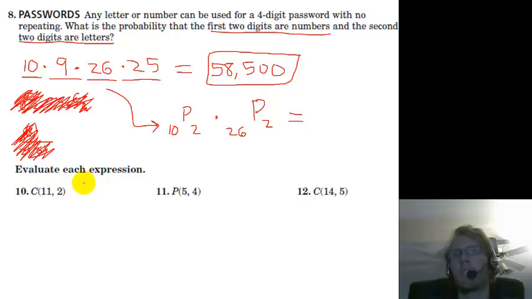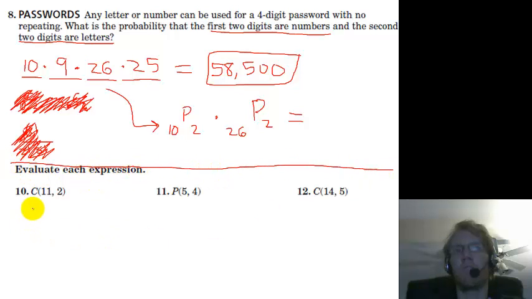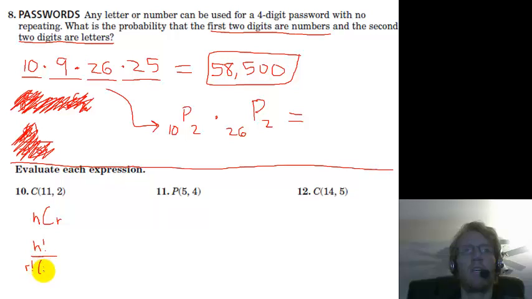Here we're evaluating each expression, so this is just basically plug and chug, practice using the formula. So combinations formula, if we have n choose r, n combined to r, we get n factorial divided by r factorial times n minus r factorial, and that's going to give us 11 factorial divided by 2 factorial times 11 minus 2 is going to be 9 factorial.